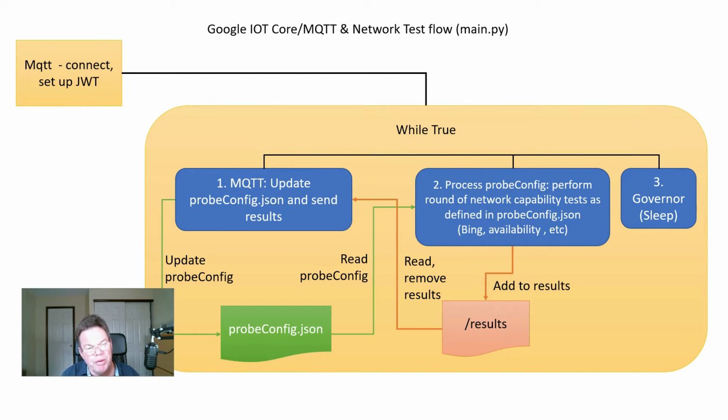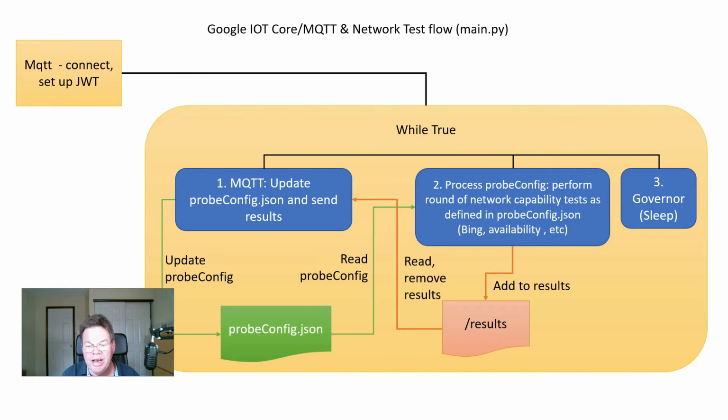Okay, number 2, so the number 2 box there. After performing all the MQTT stuff, it's then going to actually go through and perform the network capability tests. Those tests again are described in the probe config JSON. There's a property called probe list that contains all the probe tests that are going to be performed. The results of these capability tests get stored as JSON files in the results file folder, and that's shown below the number 2 process.